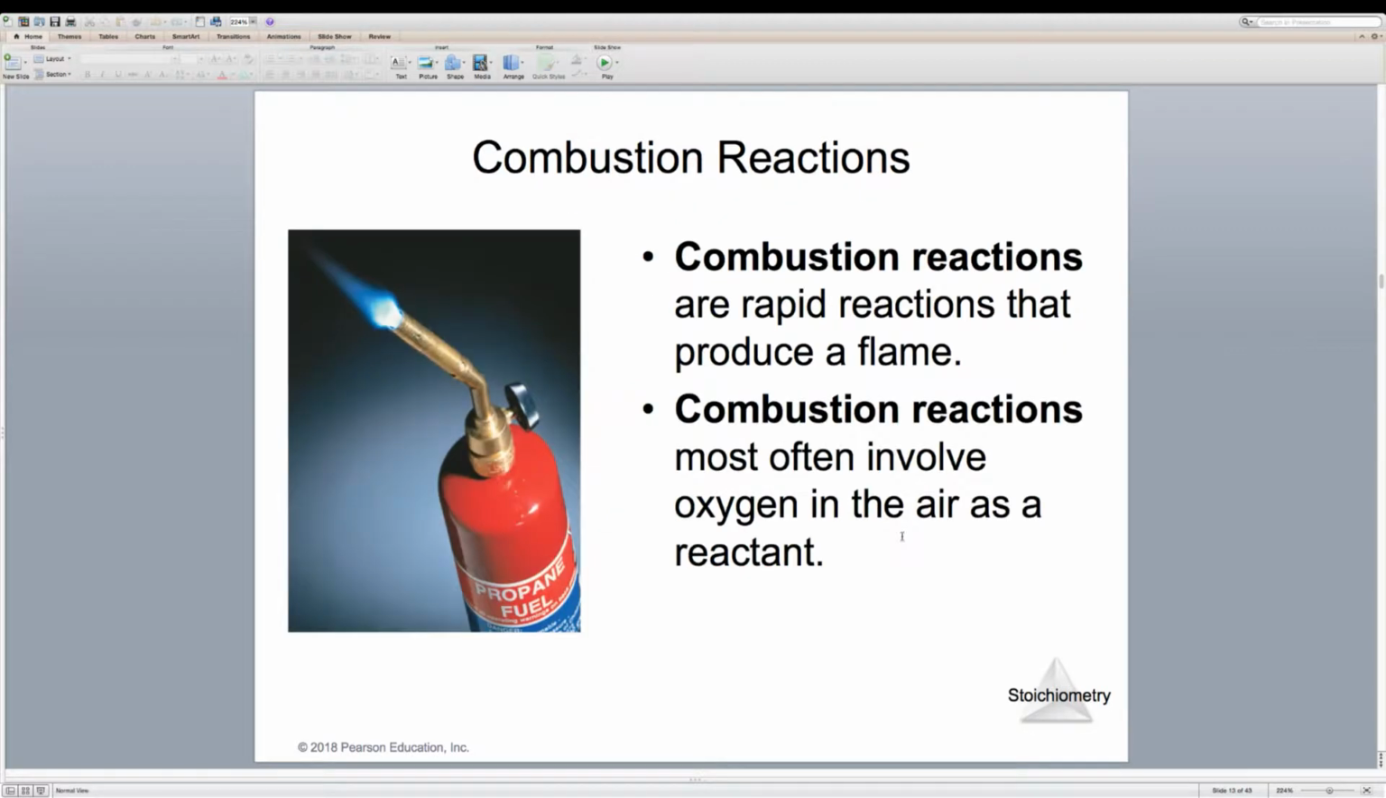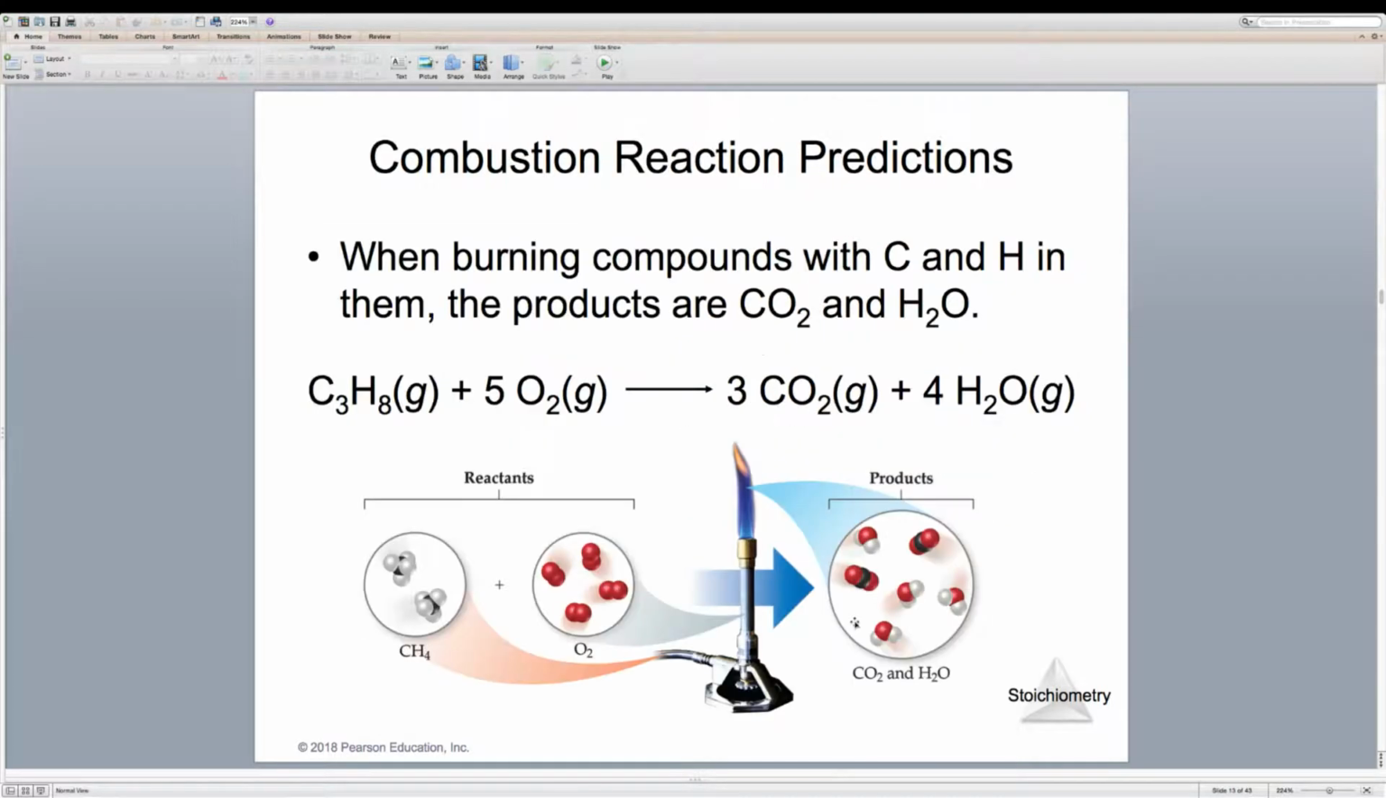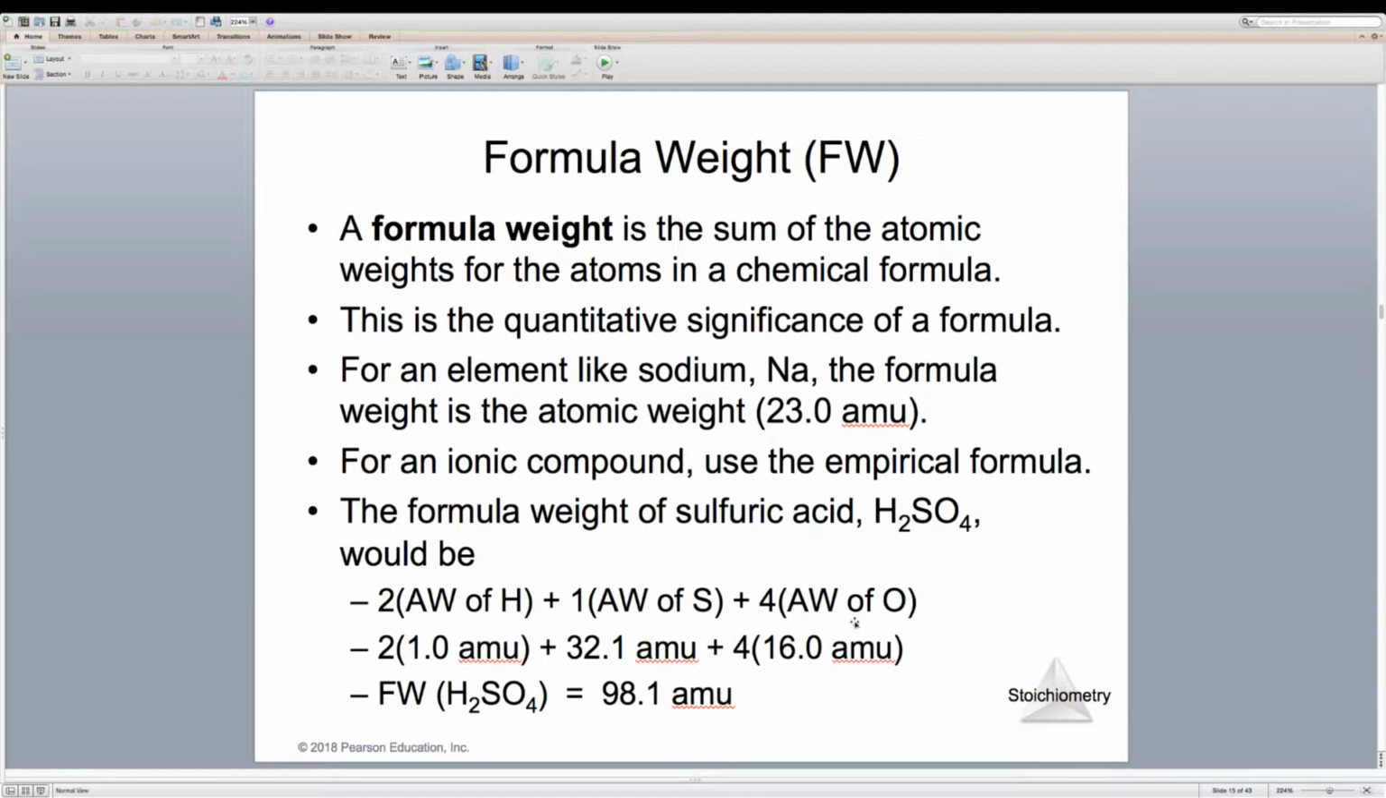And then combustion reactions, that we're familiar with from lighters. In this case, they're showing you a propane torch. Rapid reactions that produce a flame. They most often involve oxygen in the air as the reactant. In this case, they show you propane, C3H8, burning in oxygen to create CO2 and water. And we've seen this. We've seen the phases. We've seen the balancing. And we will see this time and time again.